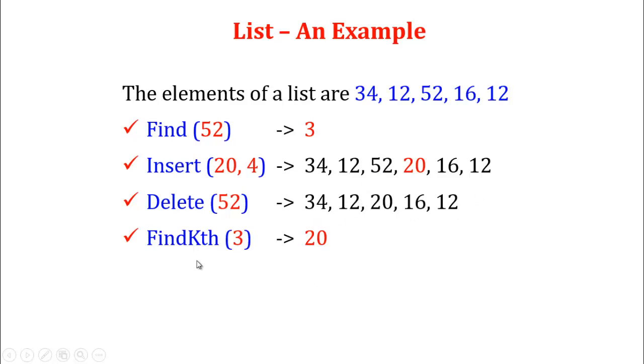And then find kth, where k is the exact position. Third: the element present in the third position, counting first position, second position, third position, is 20. These are the various types of operations present in the list using abstract data types.